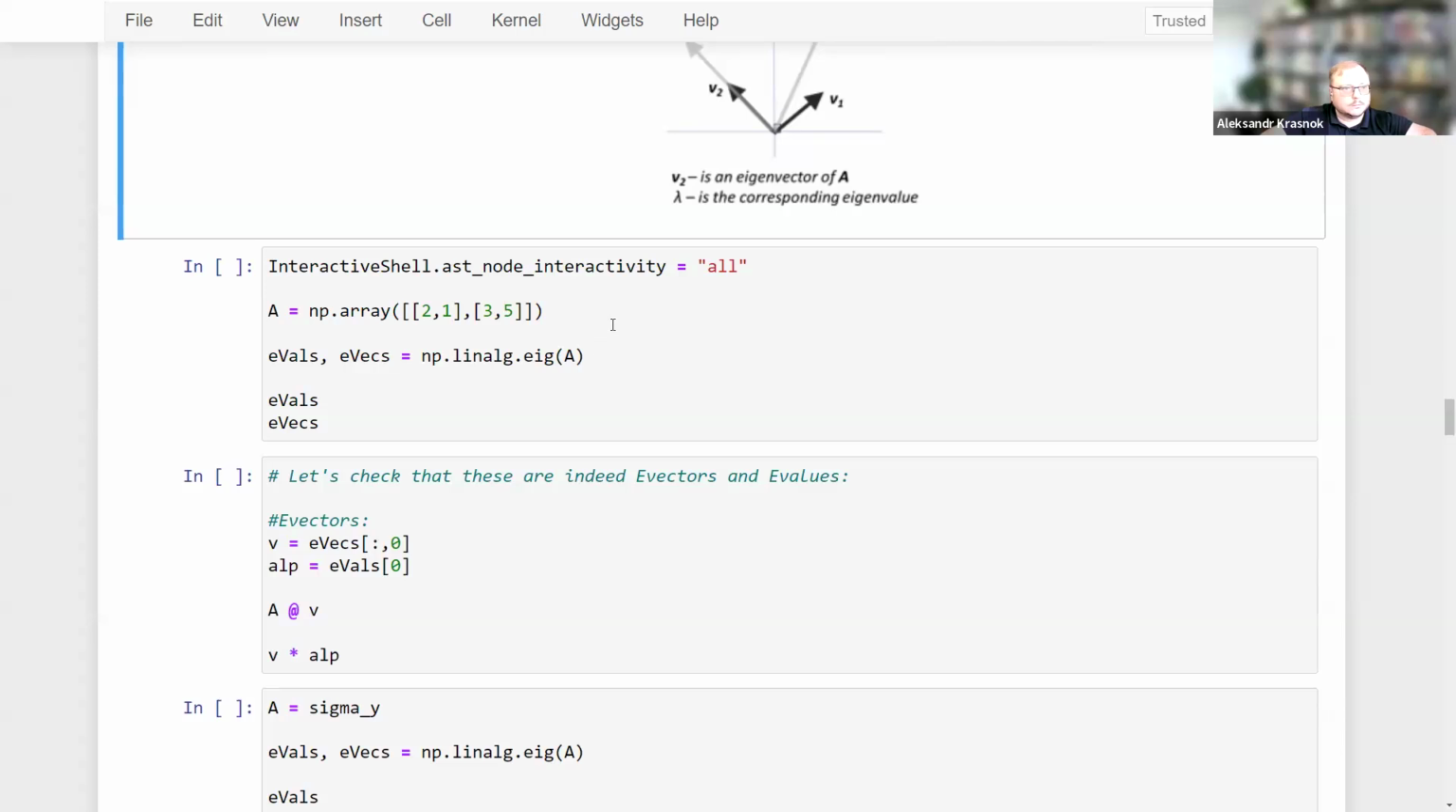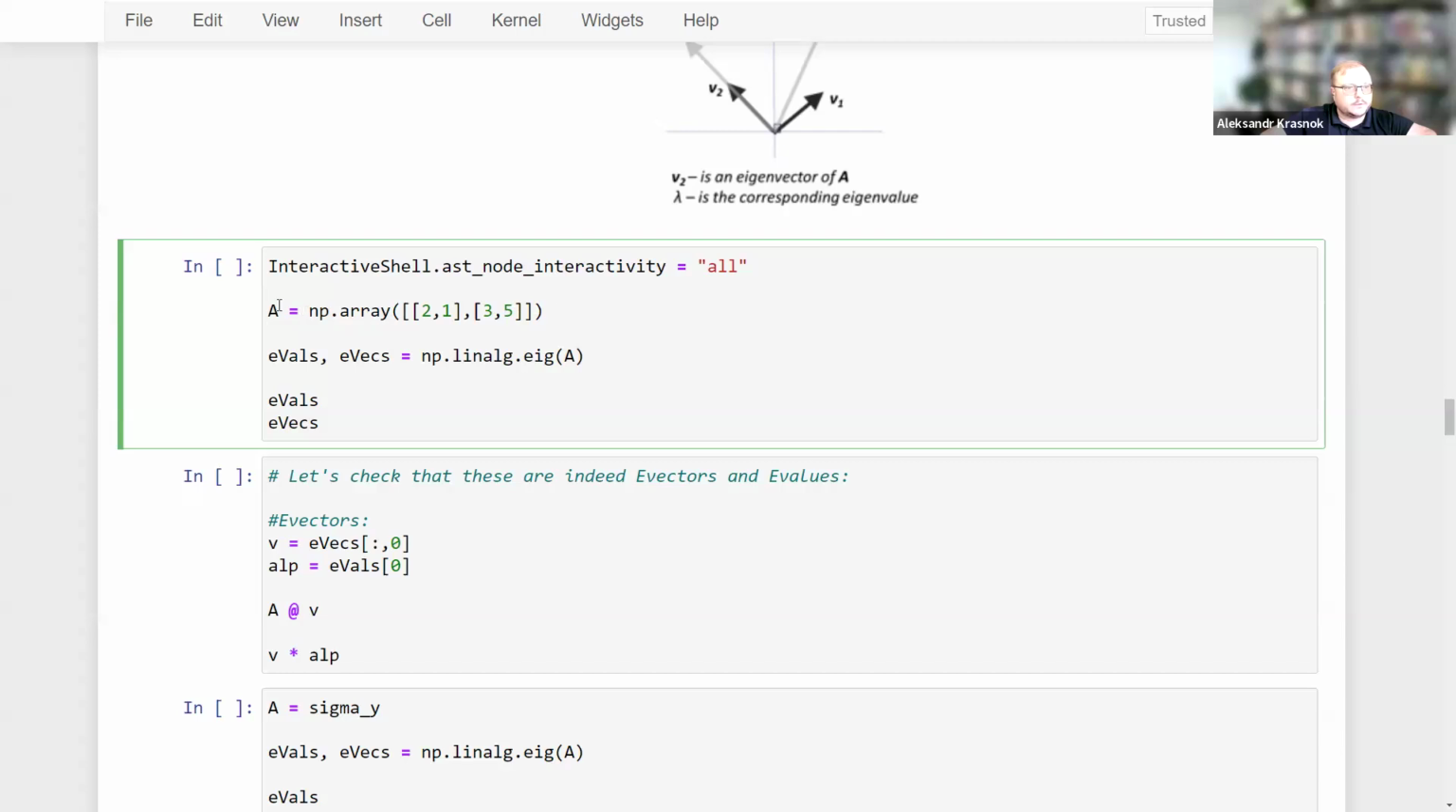Fortunately, in Python, we have a very nice function. Specifically in NumPy, we have this function linalg.eig, eigen. This function allows us to find the eigenstates and eigenvalues automatically.